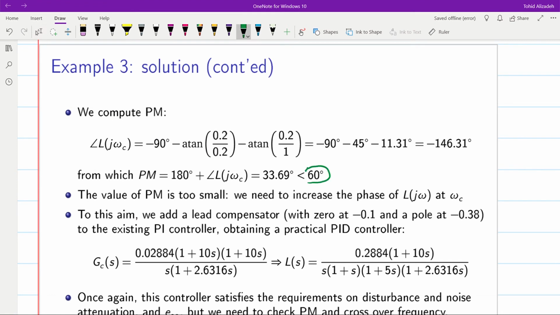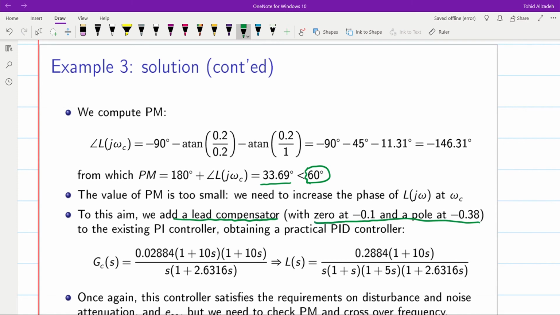So we need to have 60 degrees for the phase margin. Currently, we have a very small, let's say, phase margin for the system. So we need to inject some positive phase. You should know that one way to do this is to use a lead compensator. For our lead compensator, we need to calculate the location for the zero and the pole.